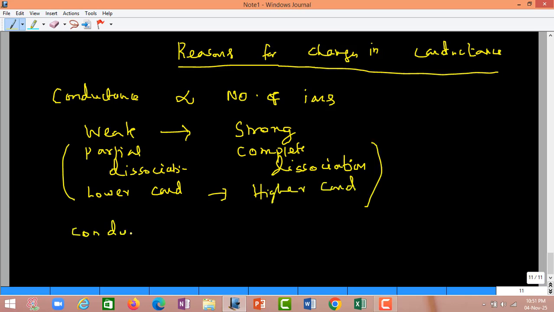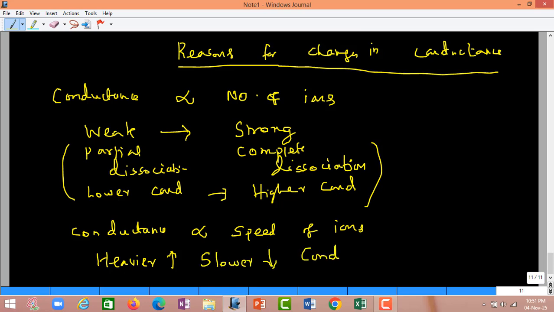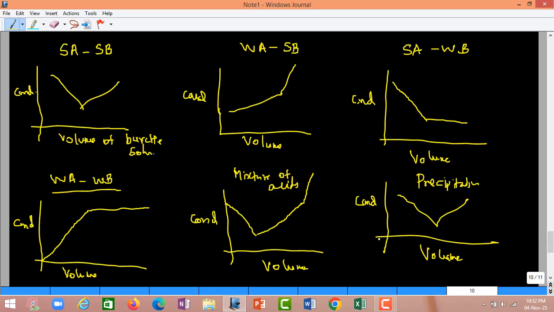Conductance is also directly proportional to the speed of the ions. When the ion becomes heavier, the ion is slower, and conductance will decrease further. So H plus is the lightest ion, and when it is replaced by sodium ion which is heavier, it becomes slower and the conductance drops. And based on these factors which are shown here, we can explain the shape of all the scenarios.